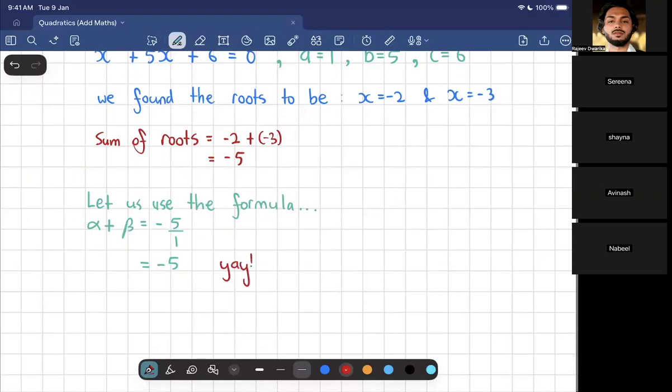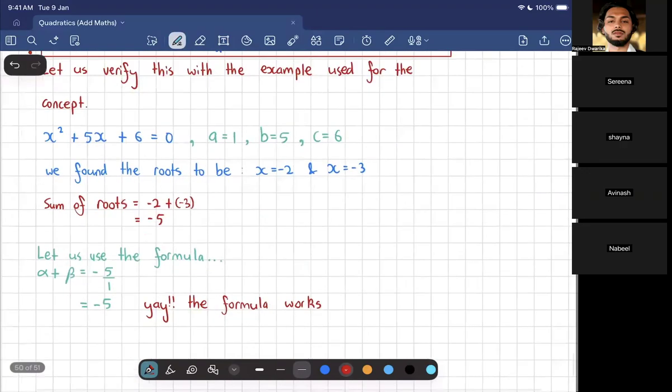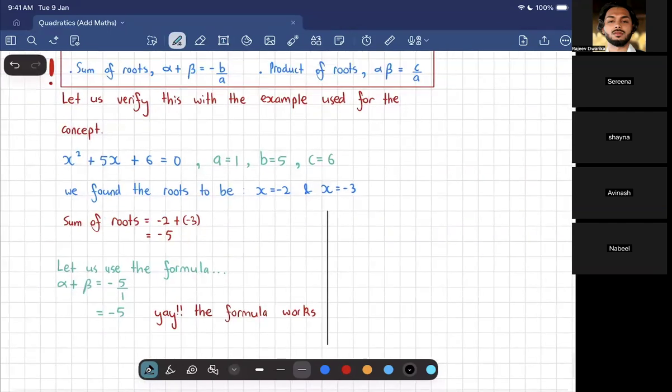Yay! The formula works. Right? The formula does work. Let's test the other formula out now. What's the other formula, guys?